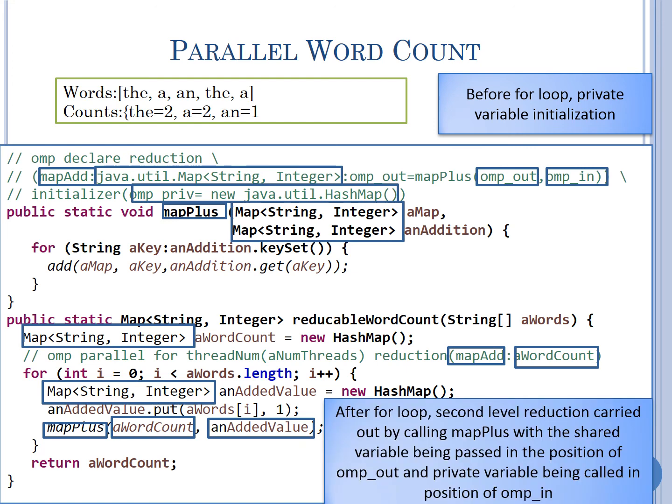So after the for loop, the second level reduction comes out, the final reduction, by calling map plus with the shared variable being passed in the position of OMP out and the private variable being passed in the position of OMP in. Okay, these are user defined reductions. Okay, and you get the essence of OpenMP. Pretty powerful, and it formalizes what we do.